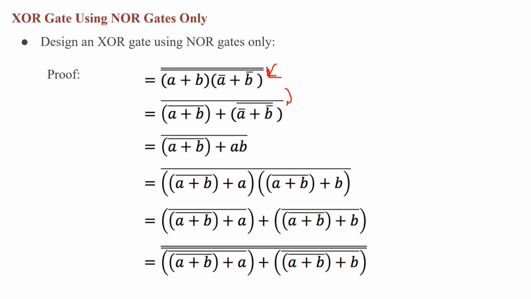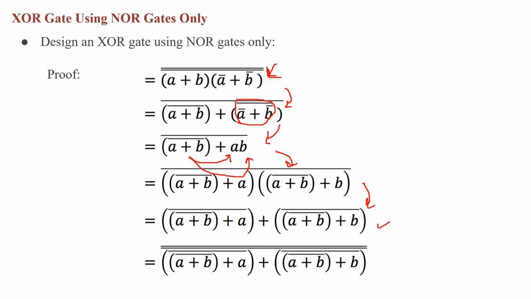Between here and here again, we applied De Morgan's law by distributing the lower complement. From here to here, we applied De Morgan's law on the term on the right side. Between this line and this line, we distributed A NOR B on both A and B. So we ended up with two terms. Next, we distribute the complement on each term by applying De Morgan's law.